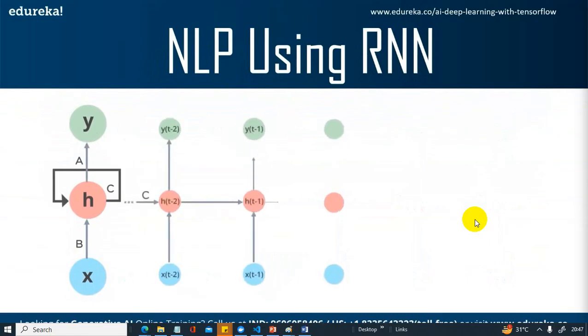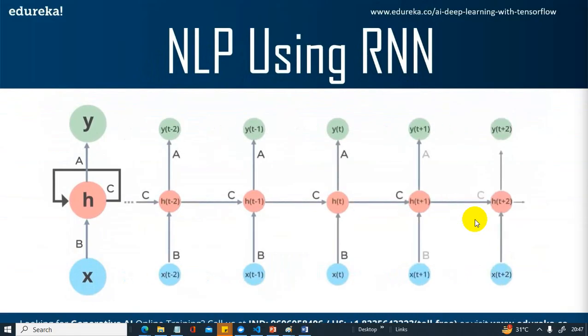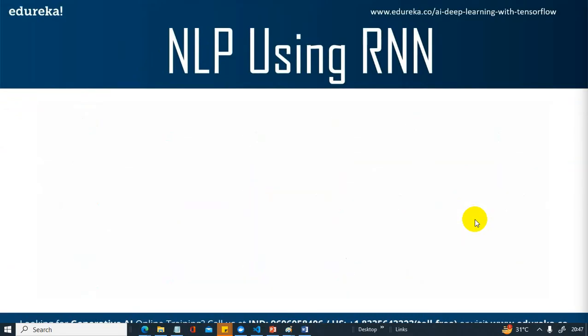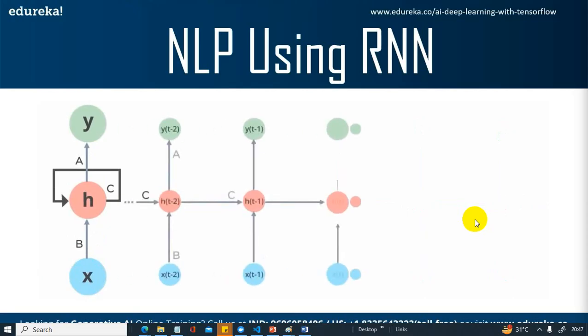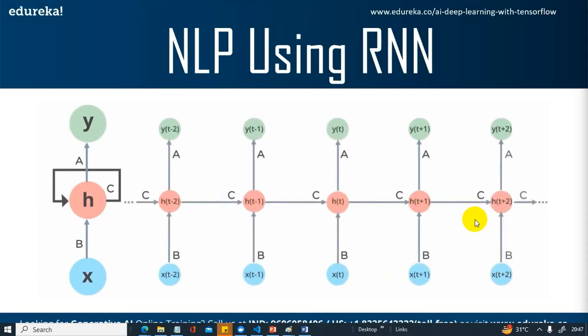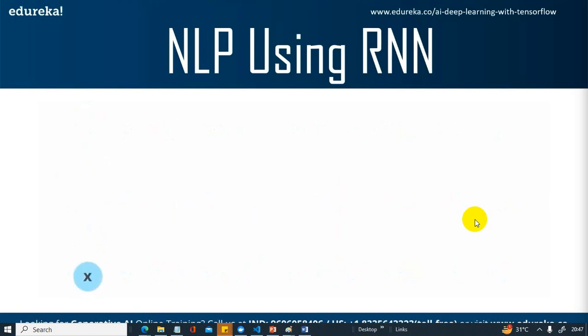So why should one use RNN? Well, this is because there's a concept of internal memory here. RNN can remember important things about the input it has received, which allows it to be very precise in predicting what the next outcome can be. So this is the reason why they are preferred for sequential data. Some examples of sequential data are time series, speech, text, financial data, audio, video, weather, and many more.